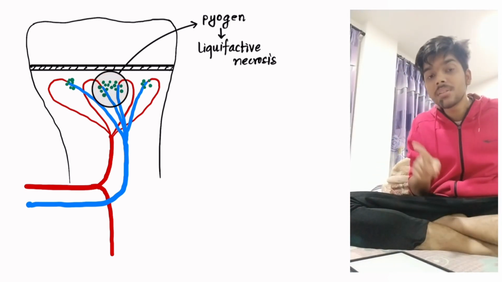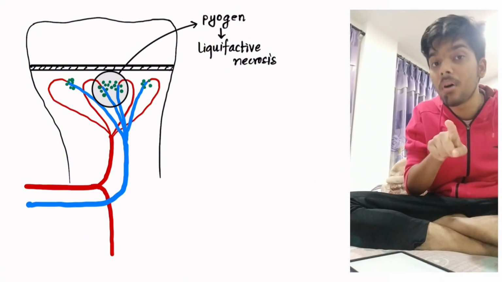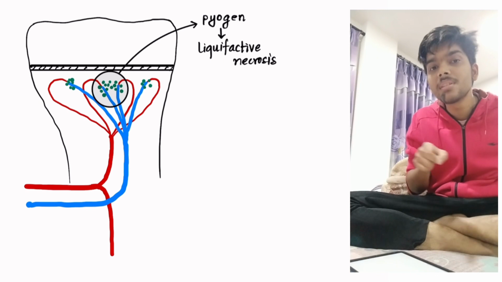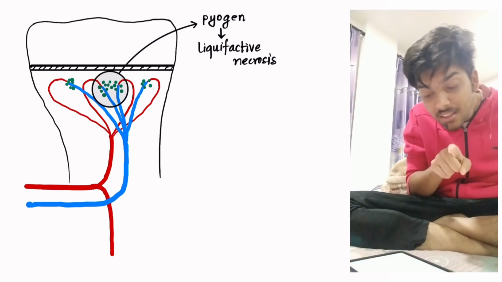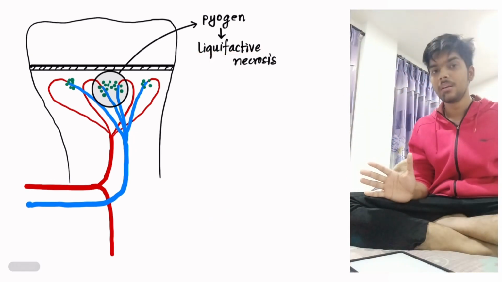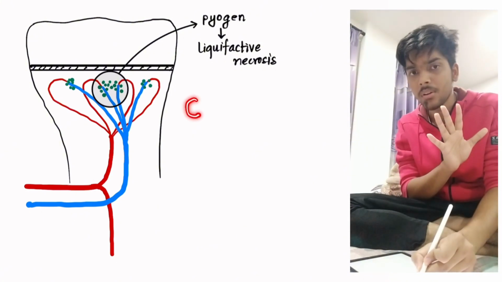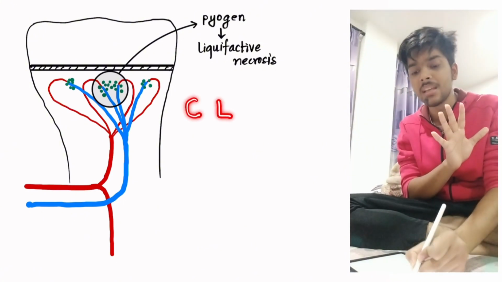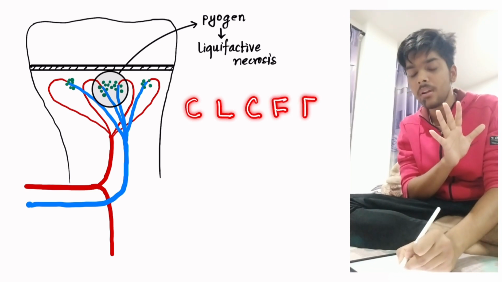Since the necrosis is brought about by a microorganism that produces pus, since the necrosis is brought about by a pyogen, the type of necrosis is liquefactive necrosis. I hope you know this much. There are 5 types of necrosis that you need to know. There's coagulative necrosis, liquefactive necrosis, caseous necrosis, fat necrosis, and fibrinoid necrosis.